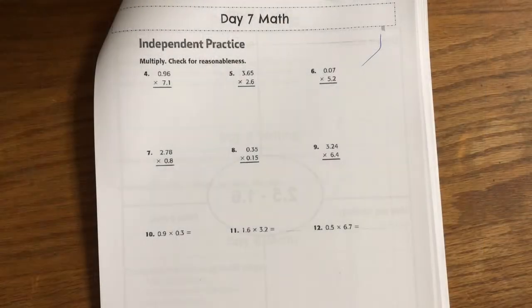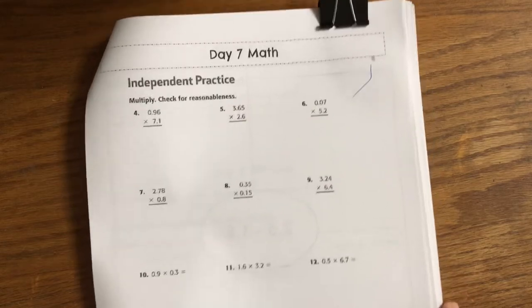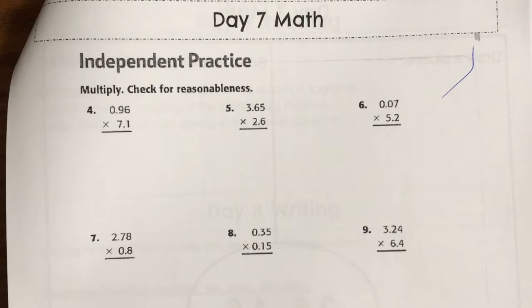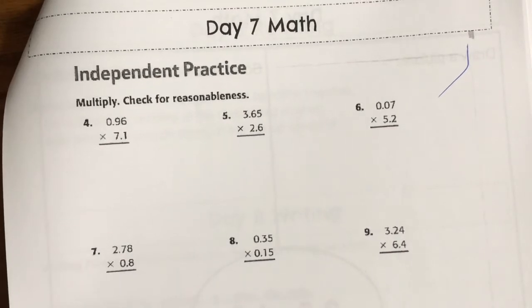Okay, so we are still multiplying decimals, but the difference is both numbers in our multiplication problems are decimals, so it's going to be double counting for your decimal movement. We're going to go ahead and do the first three problems, 4, 5, and 6, and we're going to start with problem 4.